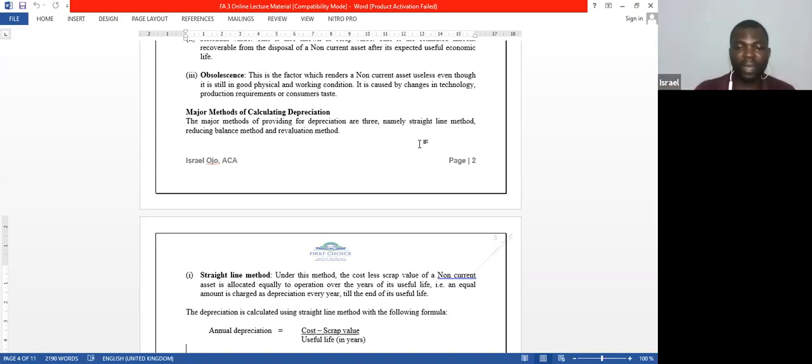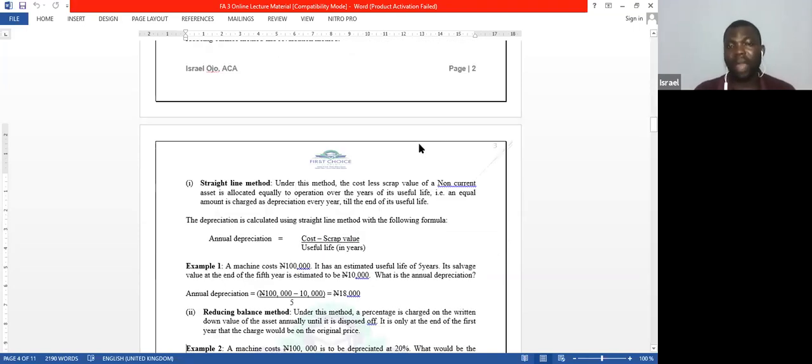So we have the formula here that talks about the annual depreciation. So we have cost minus scrap value divided by useful life in years. In years, not in months, please. If you want to get it in months, then after you have gotten your result, you divide it by 12 to give you a month.